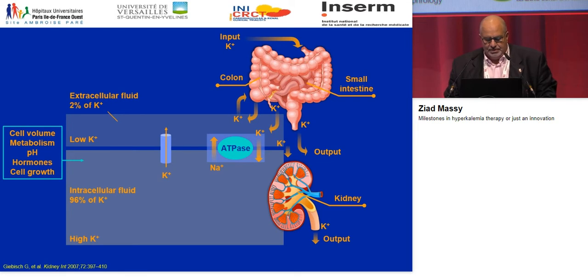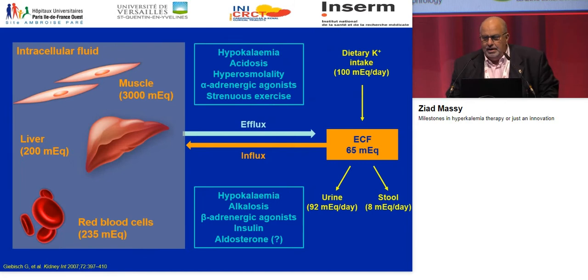But the majority of potassium in the body is concentrated in intracellular fluid. Every day you have on average 100 milliequivalents of potassium in the diet, and you eliminate them in the stool, but knowing that you constantly have an exchange between extracellular water and intracellular fluid of 65 milliequivalents. You can see here the concentration in each organ is different, the muscle having the majority of potassium, but you can also have it in red blood cells.